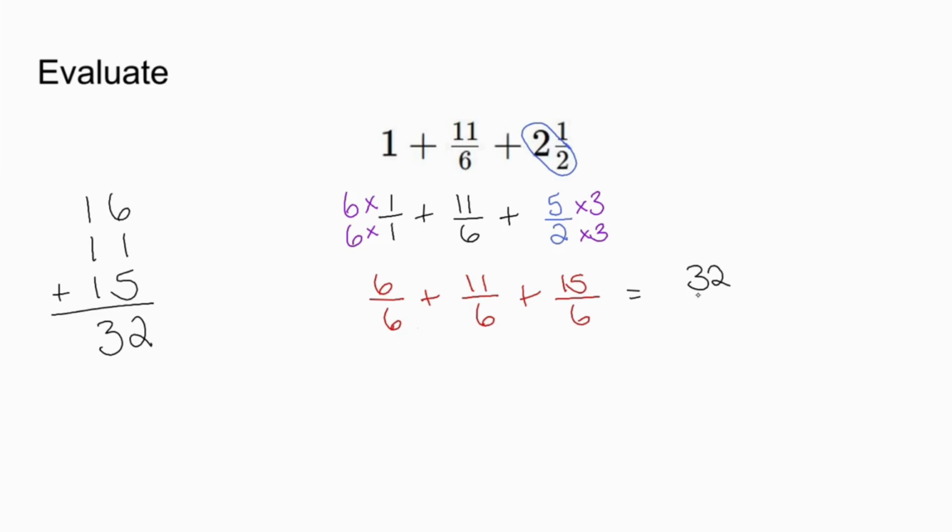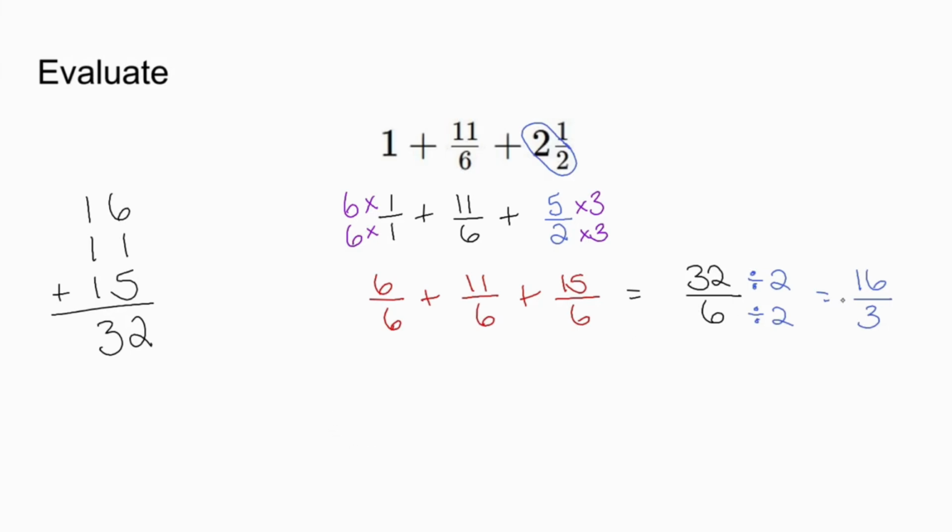Keep the denominator as 6. Don't change it. Now, what you're going to notice immediately is two things. First off, it's improper. We'll fix that. Second, though, is I can simplify this fraction. Both of these numbers are divisible by 2 because they're even. So I'm going to divide up by 2, and I'm going to divide down by 2. 32 divided by 2 is 16. 6 divided by 2 is 3. So I get 16 over 3.